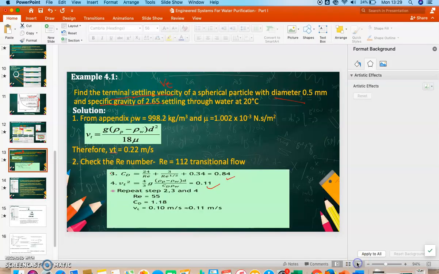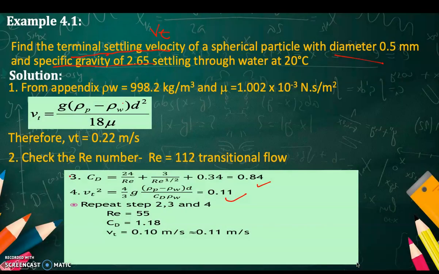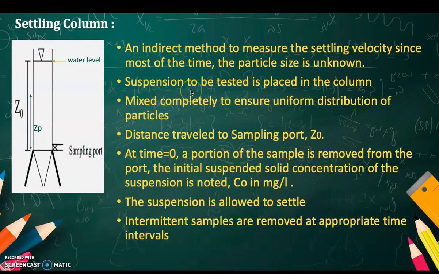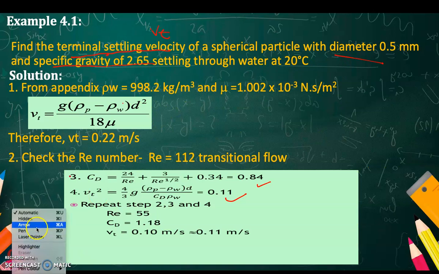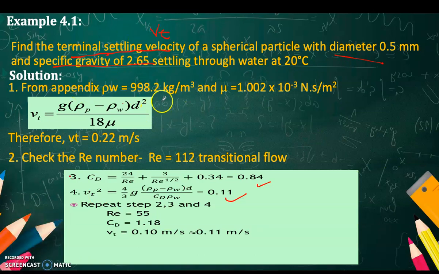Now we discuss example 4.1. Find the terminal settling velocity Vt for a particle diameter of 0.5 with specific gravity of 2.65. We use this formula. How do we determine the density of the particle? Given in the question is Sg, which equals 2.65.